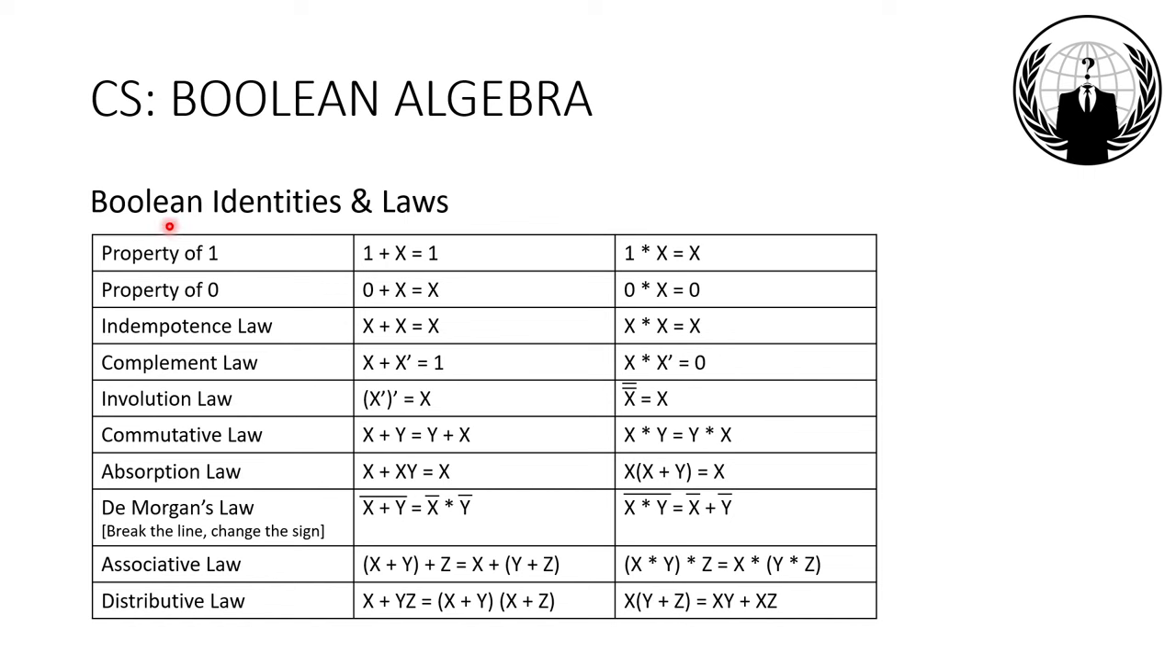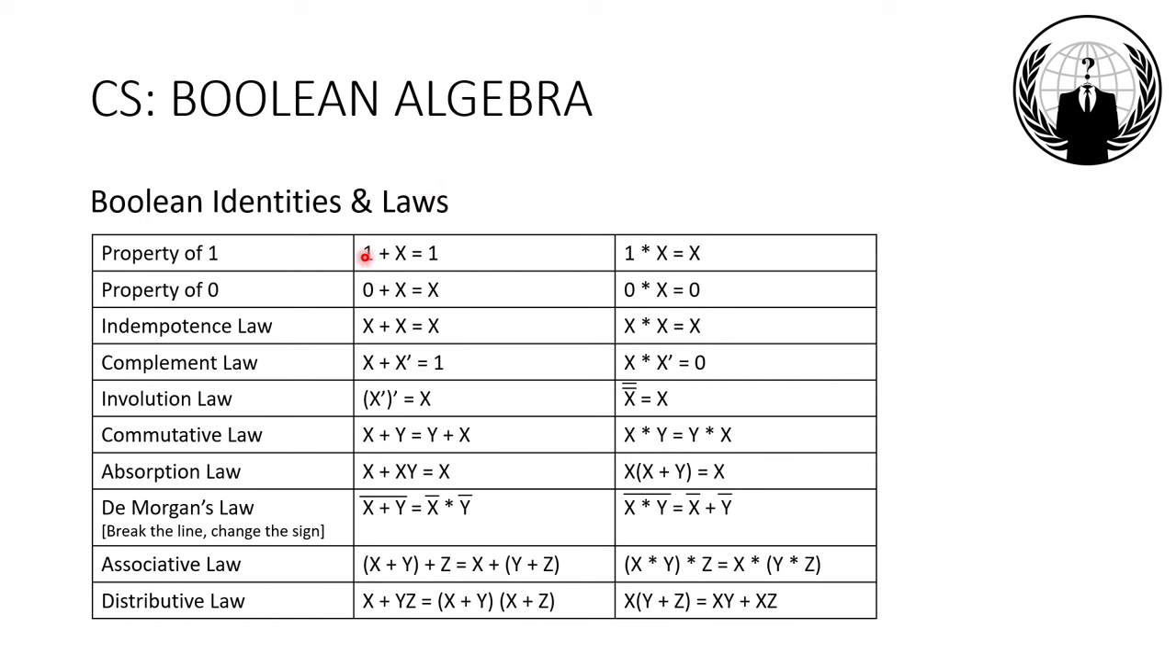Now here comes the important part of Boolean algebra, Boolean identities and laws, which will be used to convert one form of Boolean algebra into another, from product of sums to sum of products, which we will be learning in the upcoming slides. And these are important to solve Boolean functions by applying these identities and laws.